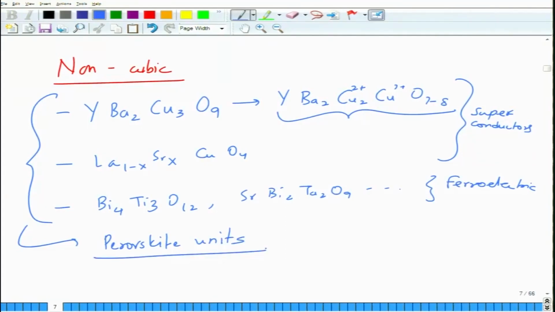Okay. There are a lot of manganites as well. For example, lanthanum strontium manganese oxide, LSMO. So, this is LaSrMnO3. This is again a magnetic oxide, it is a colossal magnetoresistive oxide. These are also perovskite structured compounds. So, these are some of the cubic and non-cubic structures.